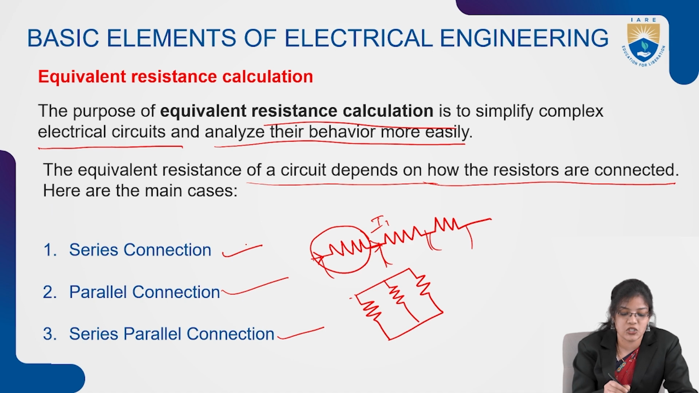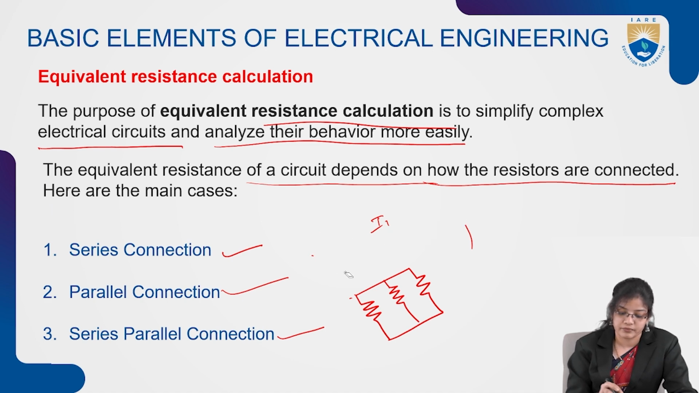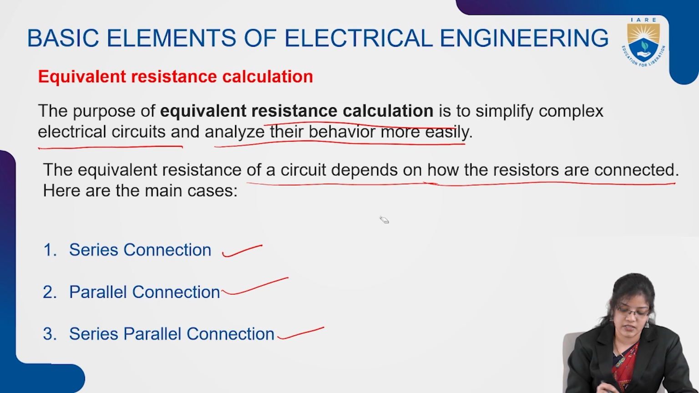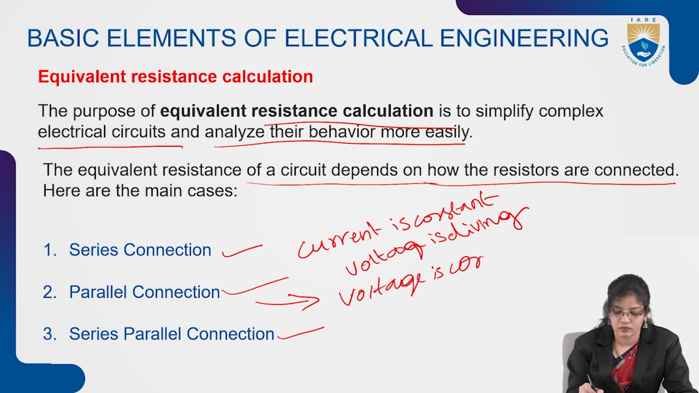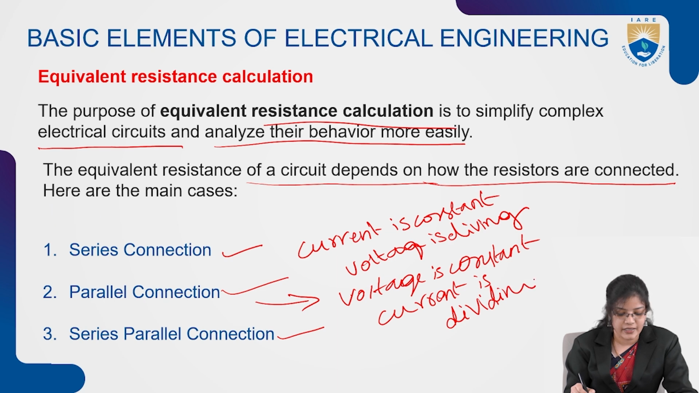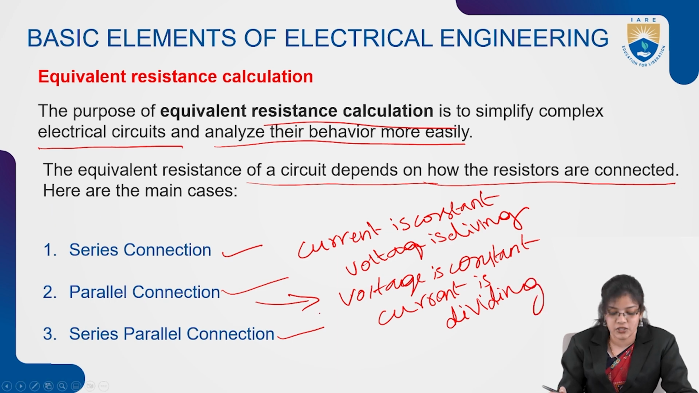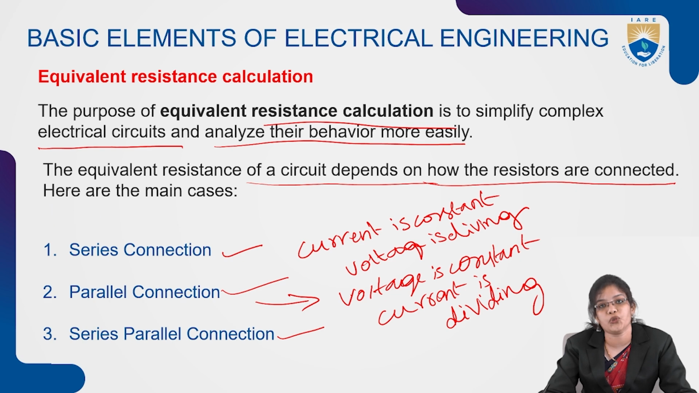First, in the series connection, current is constant and voltage is dividing. In the parallel connection, voltage is constant and current is dividing. In the series-parallel connection, depending upon the connections, the current and voltage both will divide.